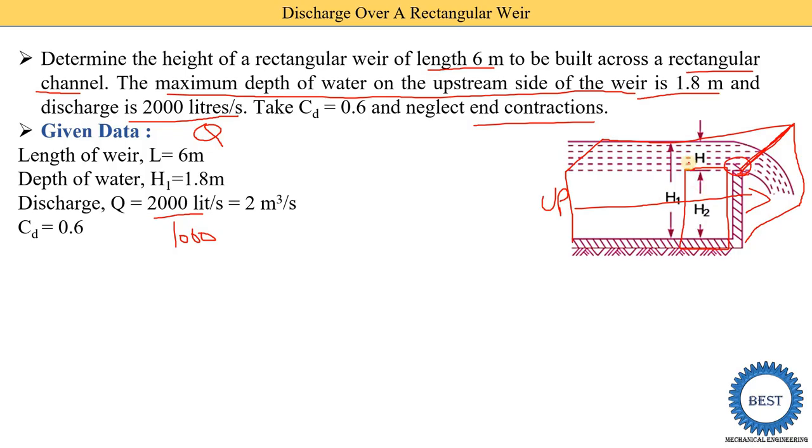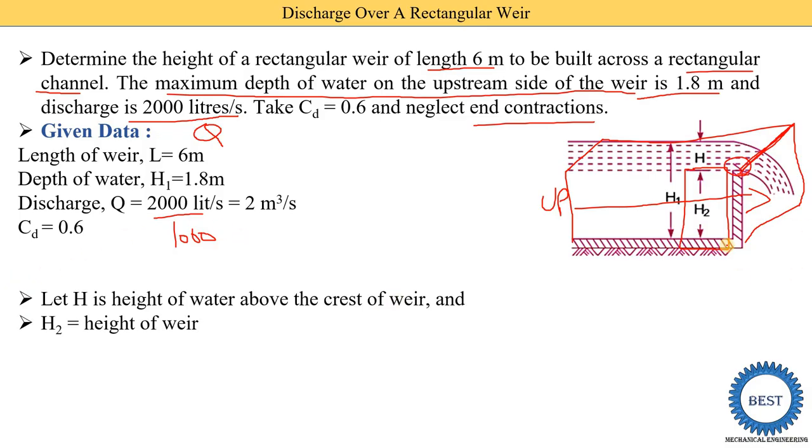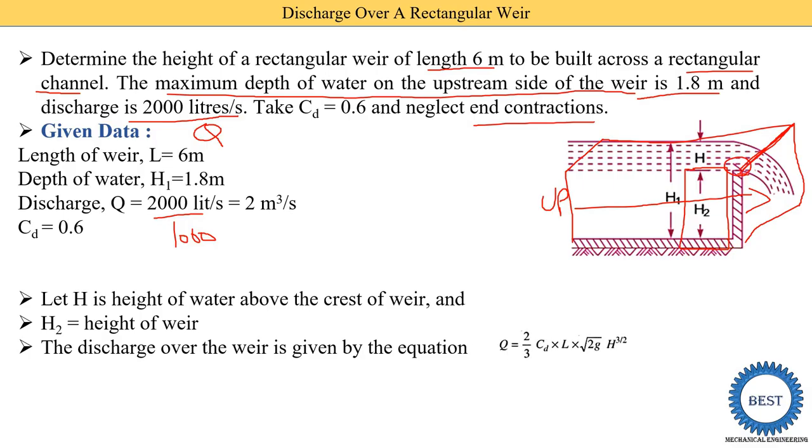We are able to find this H by using the equation of Q, because here the Q is given. So by using this equation of the Q, first we find out the H. Let H be the height of water above the crest of weir. H2 is the height of the weir. So H2 is equal to H1 minus H. First we find out this H by using the discharge over the weir, and the equation of the Q is 2 by 3 into Cd into L under root of 2g into H raised to 3 by 2. We already derived this equation in the last videos.